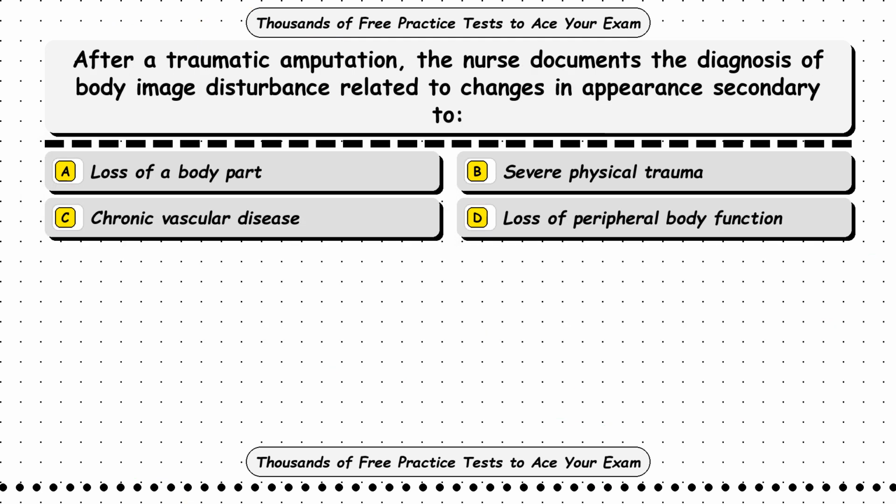Question 58. After a traumatic amputation, the nurse documents the diagnosis of body image disturbance related to changes in appearance secondary to: Option A, loss of a body part. Option B, severe physical trauma. Option C, chronic vascular disease. Option D, loss of peripheral body function.